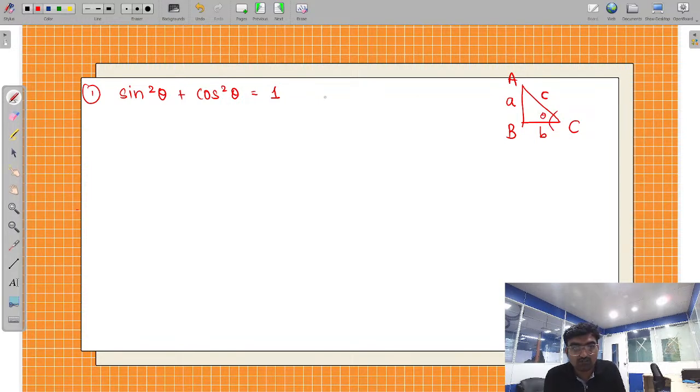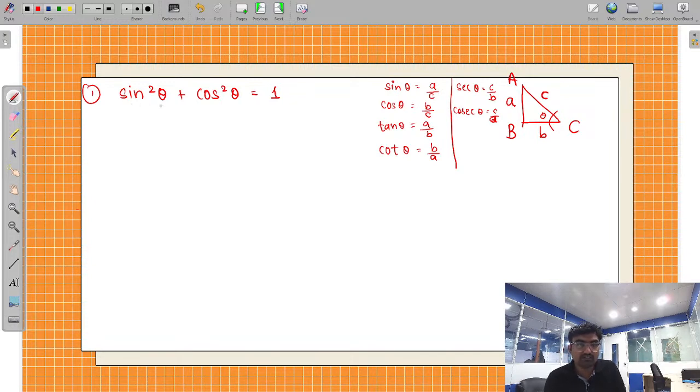So for theta, what will be the sine theta for this angle? Sine theta is going to be A by C. Same for cos theta. Cos theta is going to be B by C. Tan theta is going to be A by B. Cot theta is going to be B by A. Then sec theta is going to be C by B. And then cosec theta is going to be C by A. Correct? Hope you understood. So this is done.